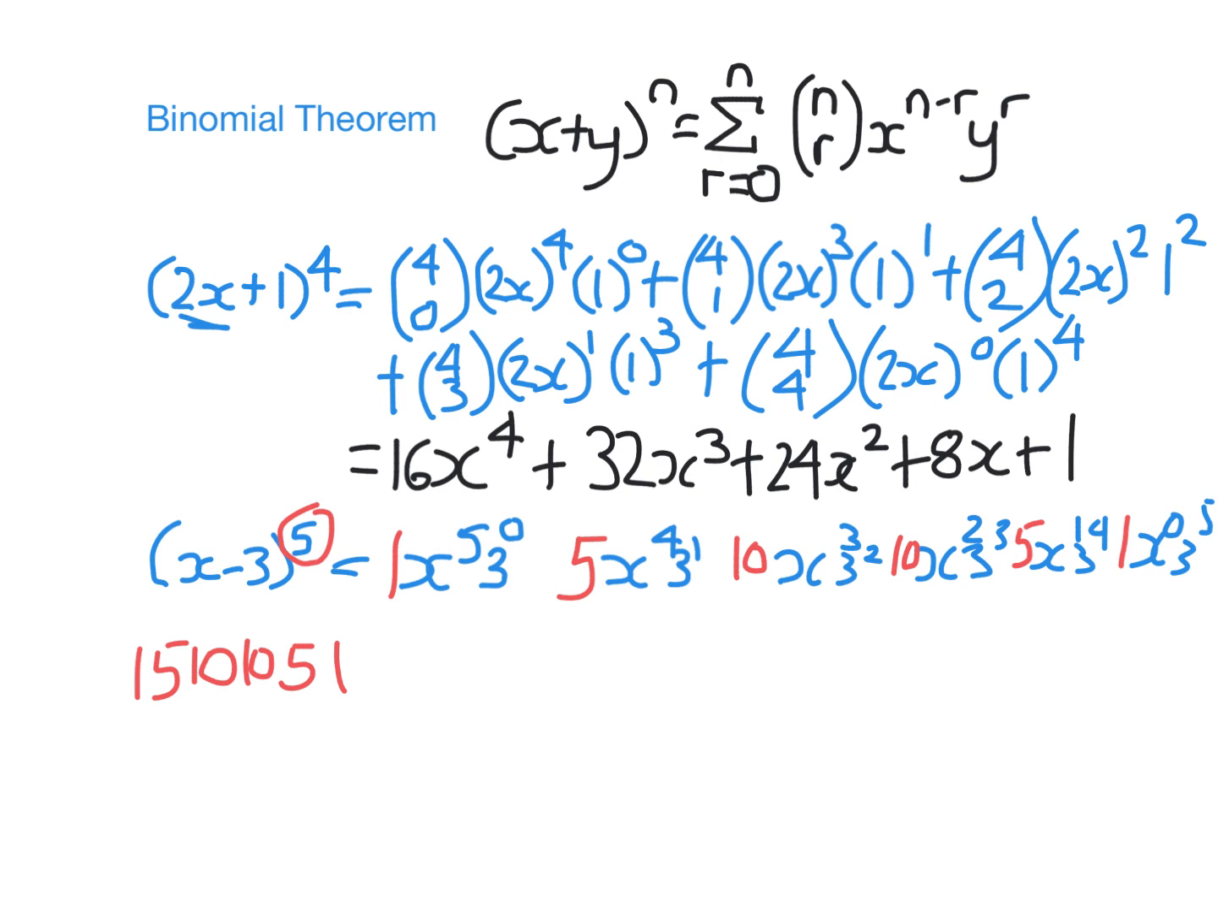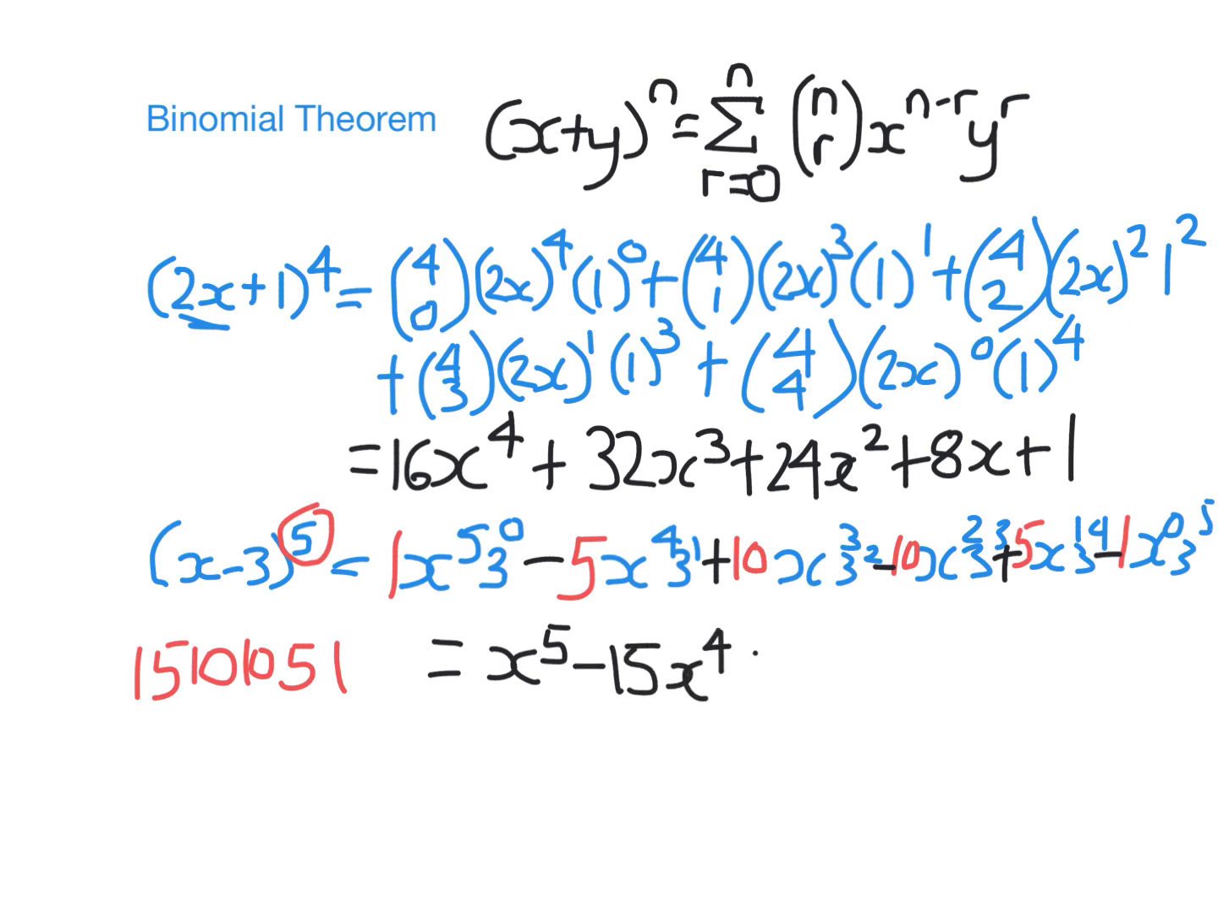All right, now when there is a minus inside the brackets, every second term is negative. So the first term's positive, then we go negative, positive, negative, positive, and negative. Now we still need to simplify this a bit. So the first one's going to be x to the power of 5. The second one, we've got negative 5 times 3. So negative 15 x to the power of 4.